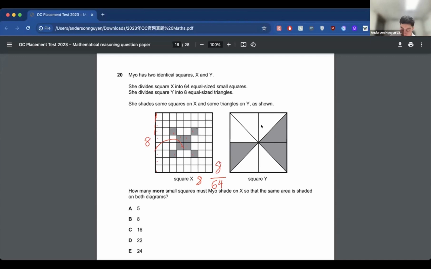On the right, it's all broken up into triangles. Now you want to see how many triangles there are in total. So 1, 2, 3, 4, 5, 6, 7, 8. And how many are shaded? 3. Okay.